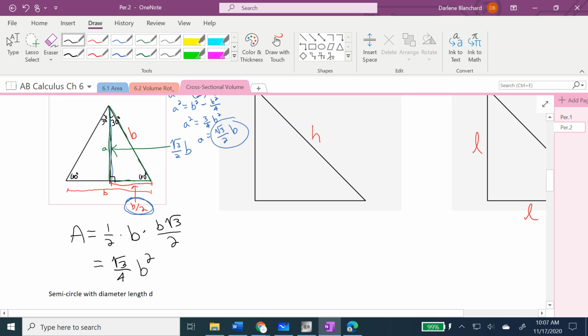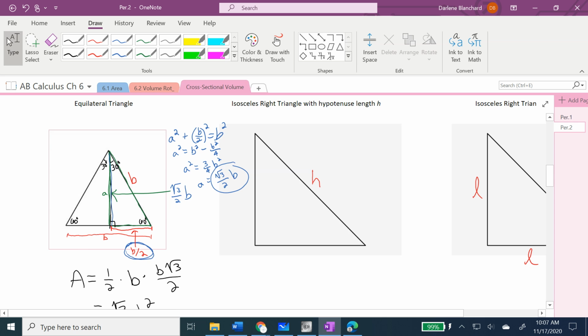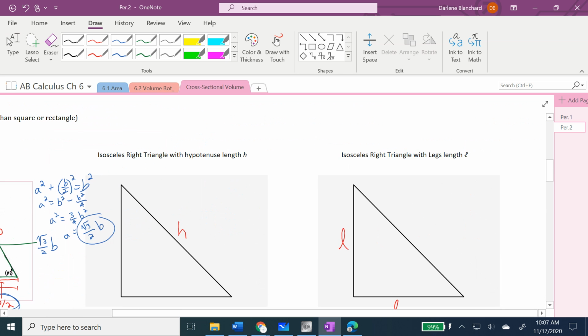So root 3 over 4 times the length of one of those sides squared. The other type of triangle that you might be asked to use as a cross section is an isosceles right triangle. But if you are given an isosceles right triangle, you need to know whether the side that's sitting on your xy plane is the hypotenuse or one of the two legs.